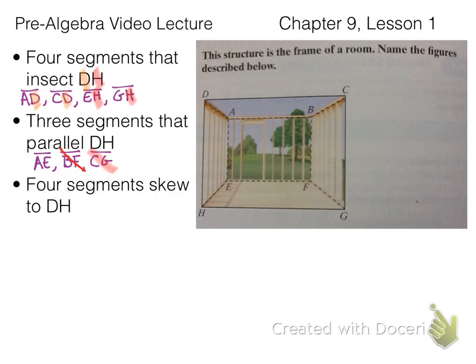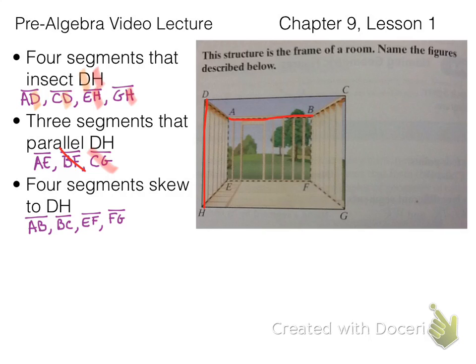Okay, so 4 segments that are skewed to DH. So let's go ahead and look at those. So we have AB, BC, EF, and GH. All right, so AB is definitely skewed. It's not on the same plane, and it's definitely not parallel, right?